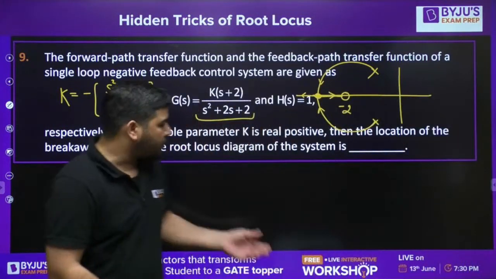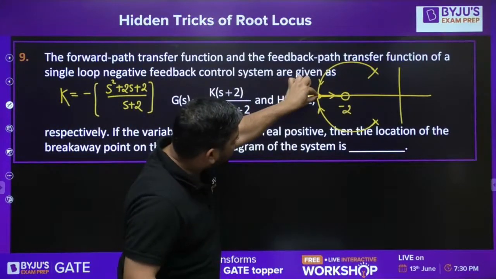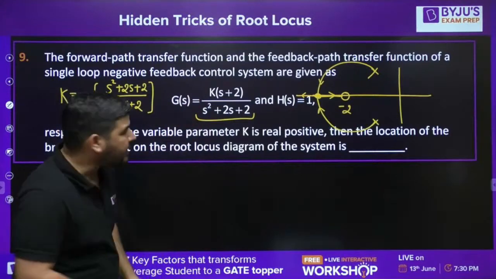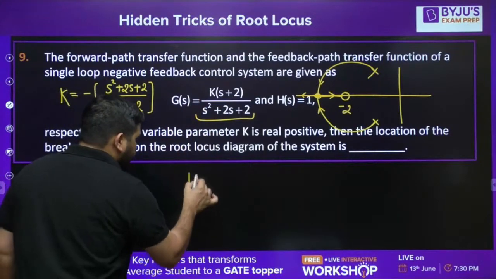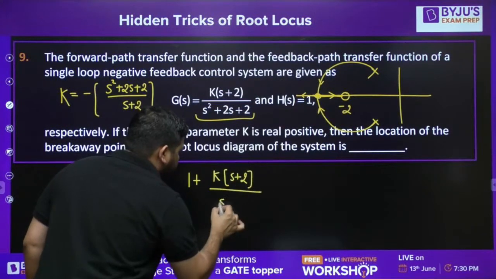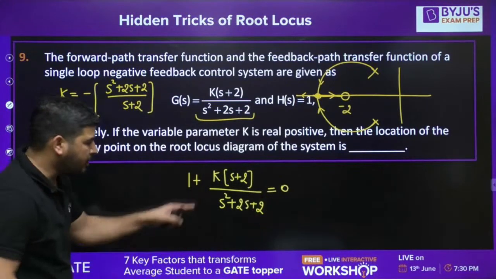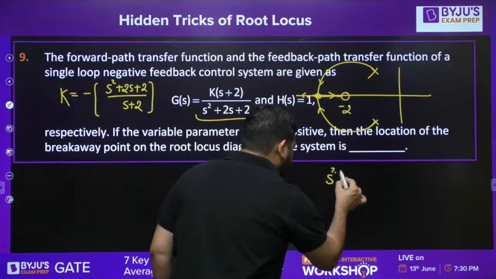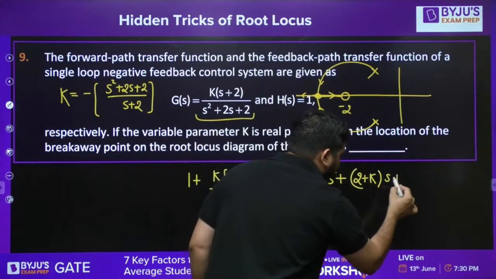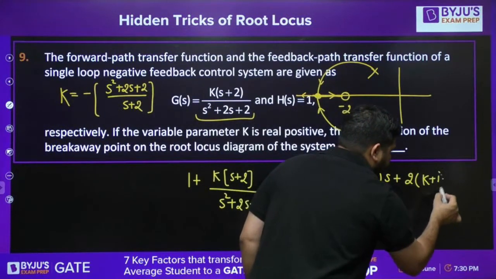There is one more way, and I just told you that way. We know that at the breakaway point, both the roots are equal. So let's calculate the characteristic equation. The characteristic equation is 1 plus K into (s plus 2) divided by (s square plus 2s plus 2) equal to 0. Calculating it, it becomes s square plus (2 plus K)s plus 2 into (K plus 1). This is my characteristic equation.